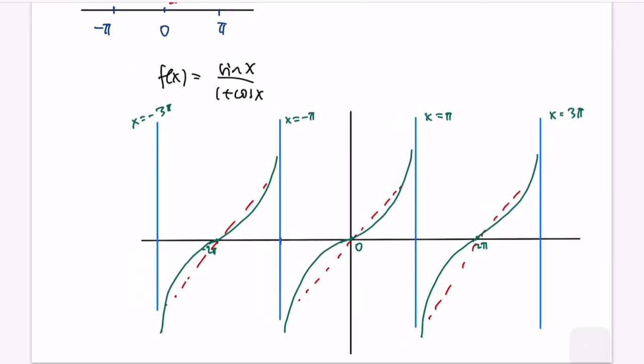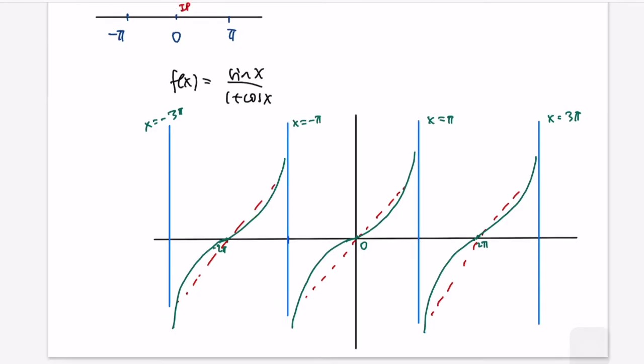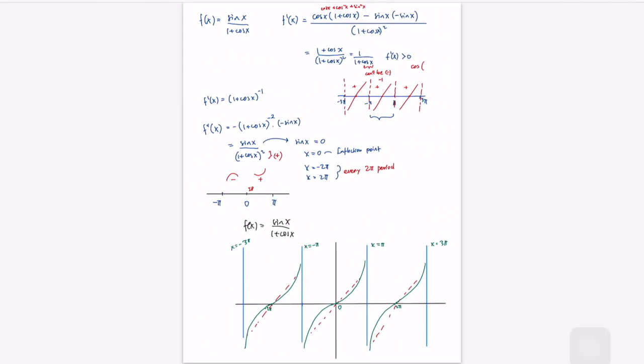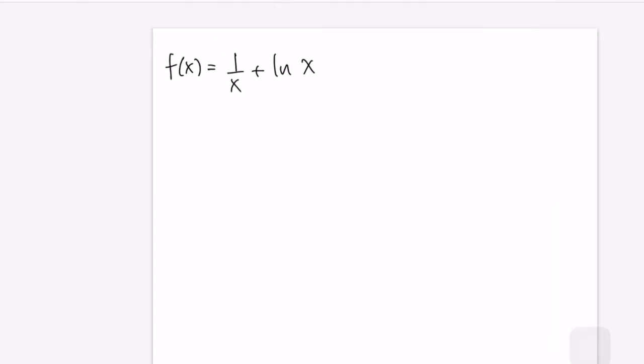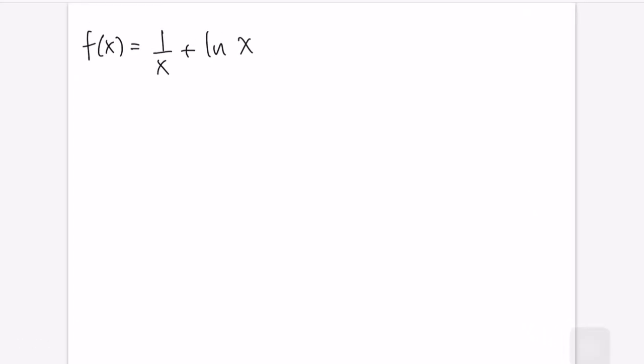Okay, I think we can go for a little bit more. I think I can give you one more question and then we can wrap up this recording. Let's say we have a function of 1 over x plus ln x. Let me give you an example of ln. Now, starting with the domain, you can check first. You pause the video, work it out on your own, and compare the results.